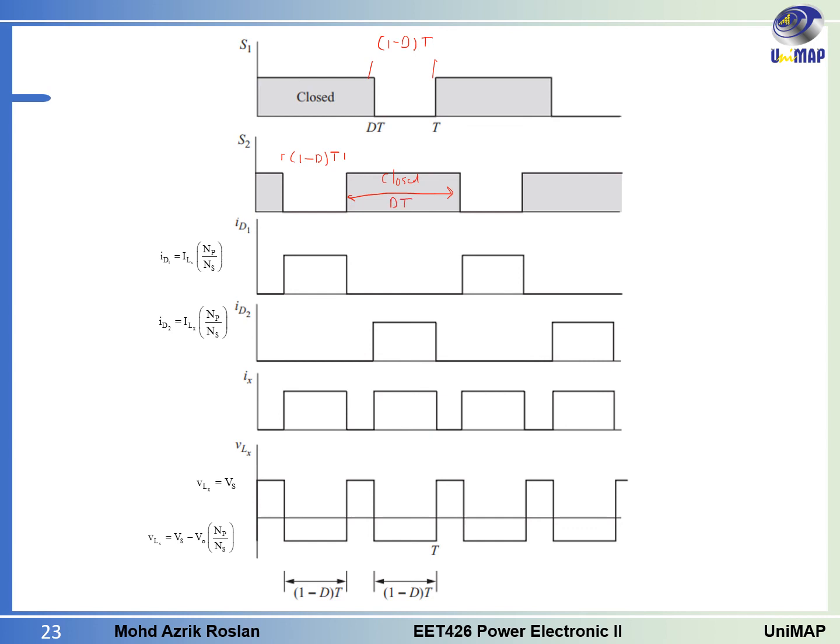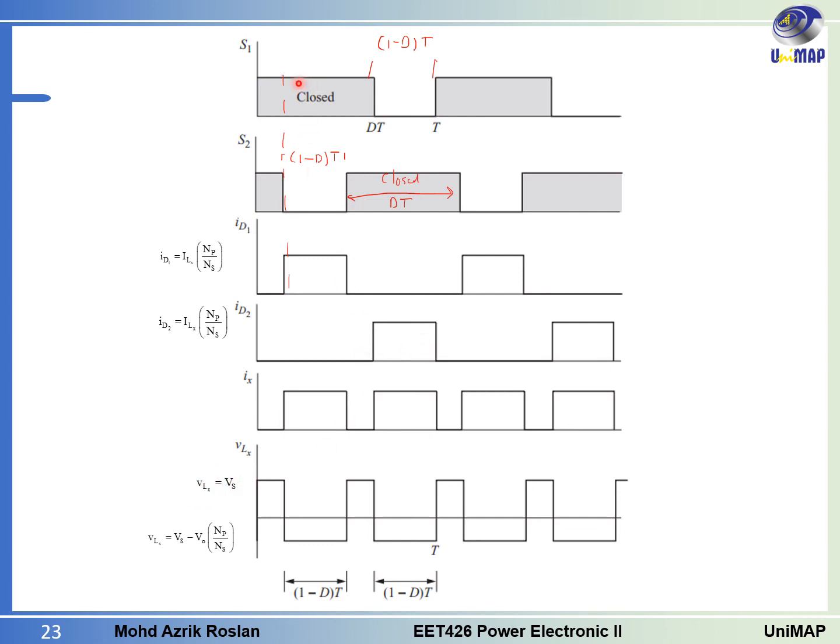If we look, there is a period where both switches are closed. At this point, when both switches are closed, we have ID1 equals 0, ID2 equals 0, and IX, the output current, will be equal to ID1 plus ID2. This will be 0 as well. And then for VLX, the voltage across the inductor, during this time VLX equals VS.